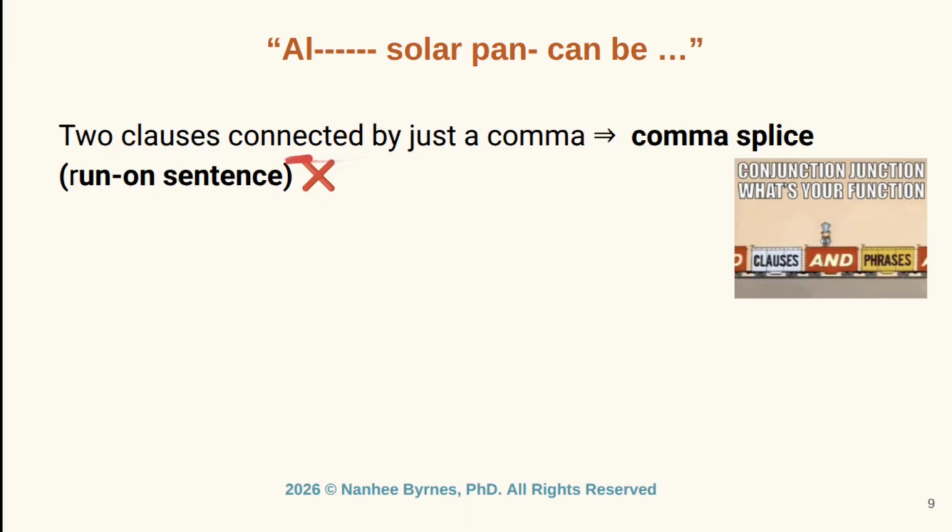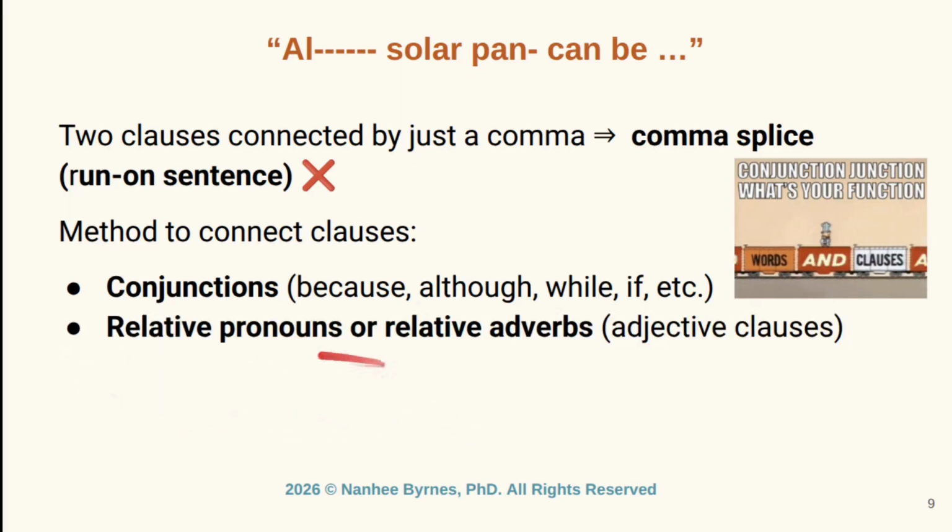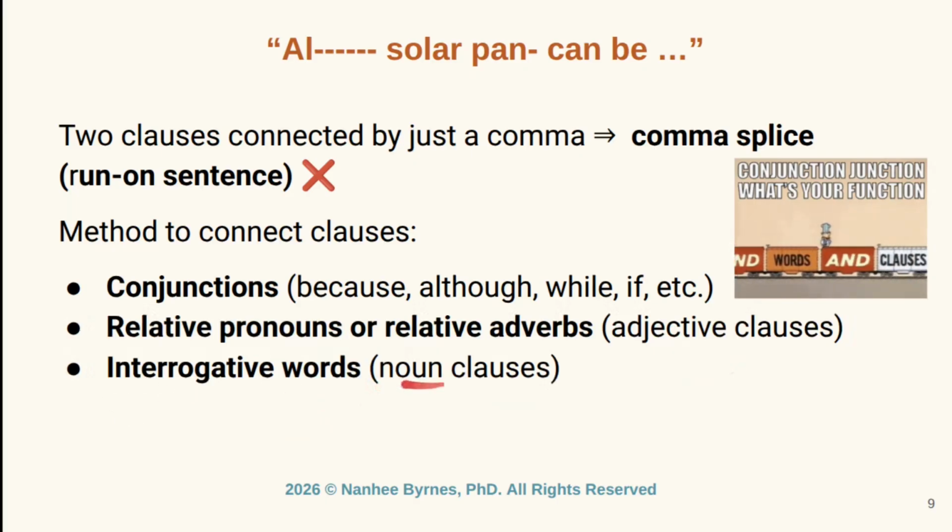There are only a few options. Conjunctions, like because, although, while, if, etc. Relative pronouns or relative adverbs, which create adjective clauses. Interrogative words, which introduce noun clauses. The only conjunction that starts with "al" is although.